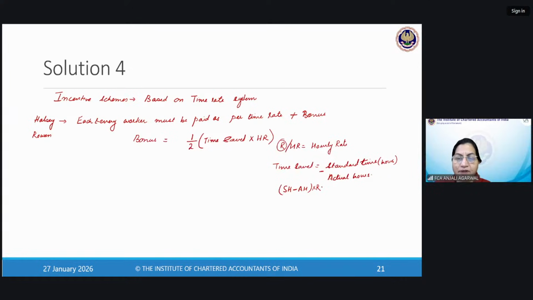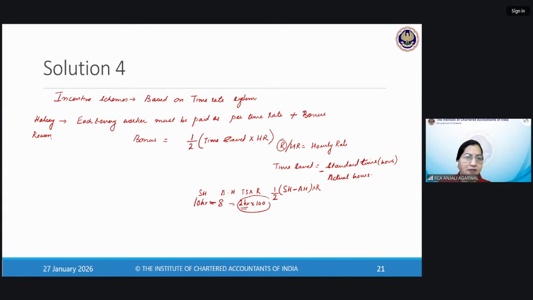So this is the benefit to the organization, because if a 10 hours work was done in 8 hours, 2 hours are saved. So if his hourly rate is, let's say, 100 rupees per hour, this saves management 200 rupees. So what was advised by Halsey was that 50% of this should go to the worker: standard hours minus actual hours into hourly rate.